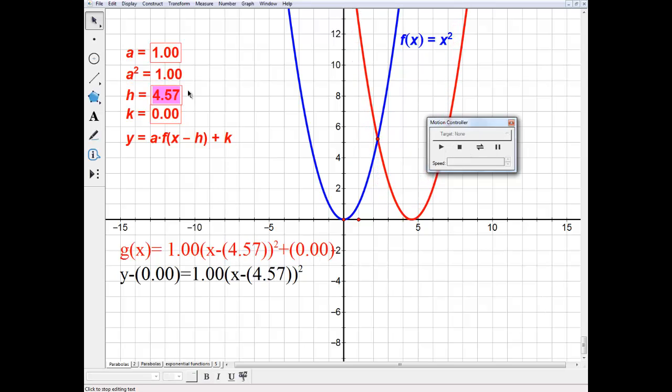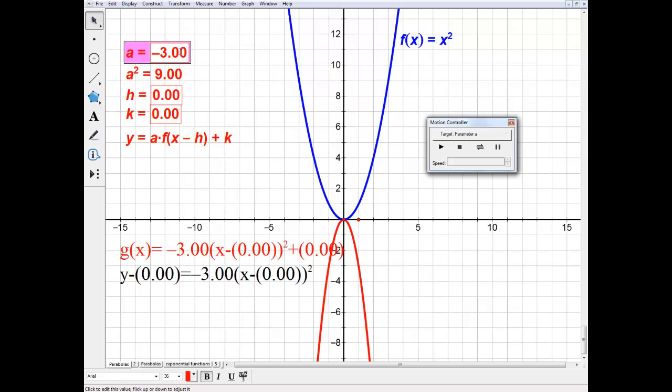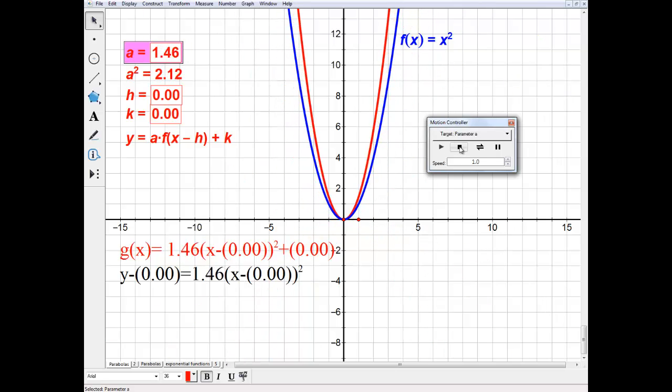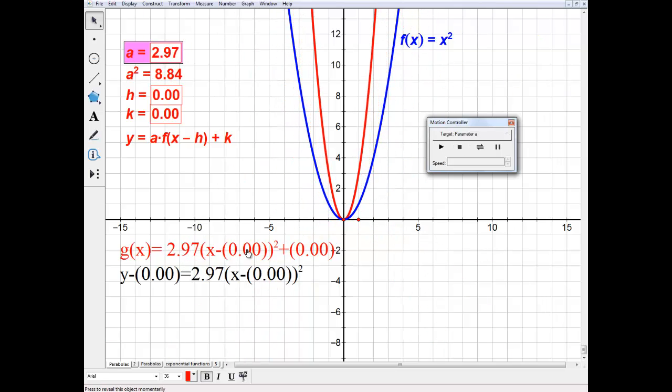Let's make that a 0 and see what happens when a is, say, negative 3. So again, negative makes it point downwards, and then let's animate and see what happens to the parameter. So you can see what is happening to the graph when you change the outside number a here.